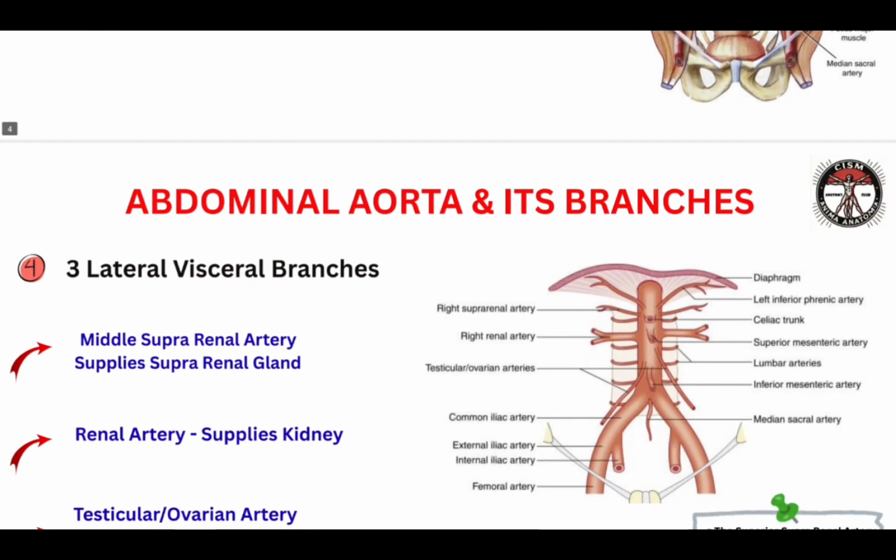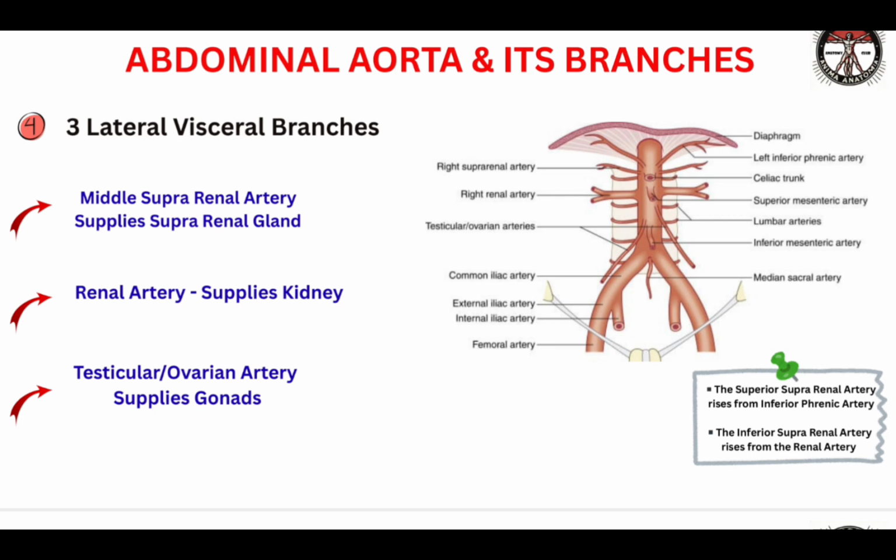The fourth branch is the three lateral visceral branches. In this, guys, there are three lateral branches, but inside the three there are again sub branches to the main branches. The first one is the middle suprarenal artery, which supplies the suprarenal gland. The second one is the renal artery. This is the suprarenal artery, and this is the renal artery. By the name renal itself, we can say that it supplies the kidney.